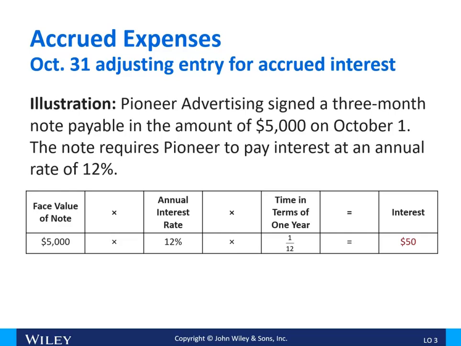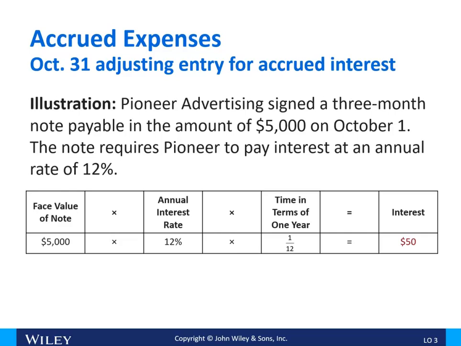Accrued interest. So Pioneer Advertising signed a 3-month note payable in the amount of $5,000 on October 1st. The note requires Pioneer to pay interest at an annual rate of 12%. So a note is a type of loan. They received $5,000 cash for their business. They're going to pay a 12% annual interest rate.